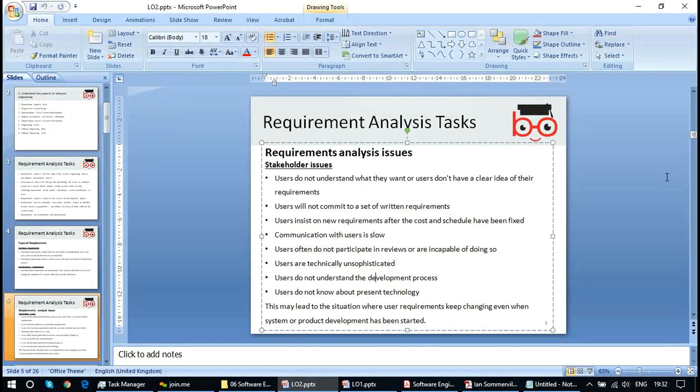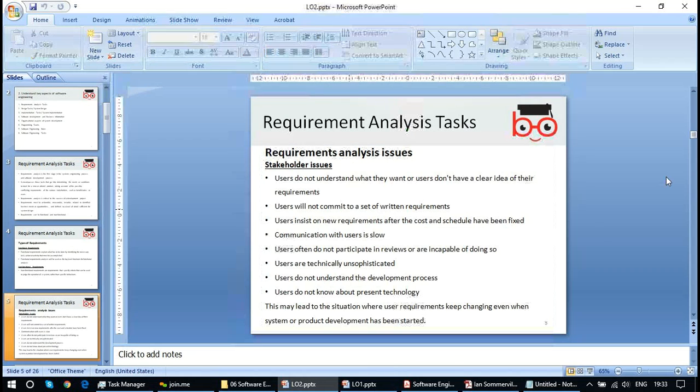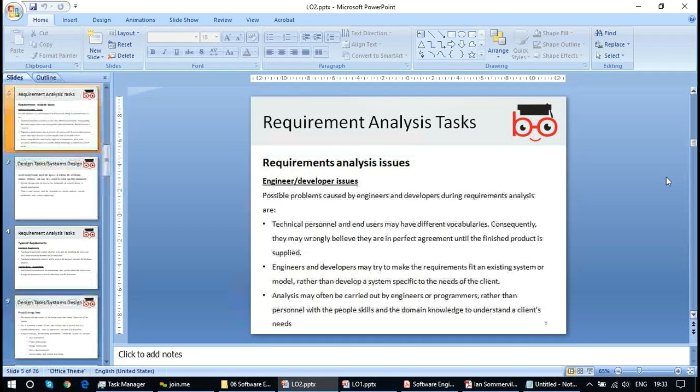Okay. So requirement analysis and the issues with the stakeholders are key tasks. You need to take care of these points. These issues may lead to a situation where user requirements keep changing even when system or product development has been started. Regarding the requirement analysis issue, what I would say is more important is that if the requirements are provided very well, then you are going very well, otherwise not.